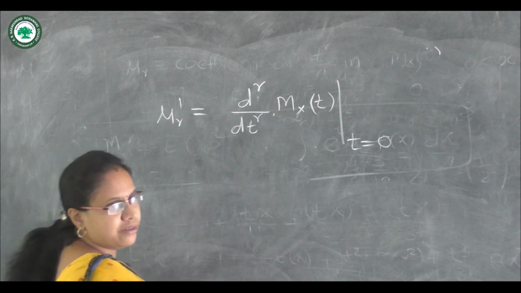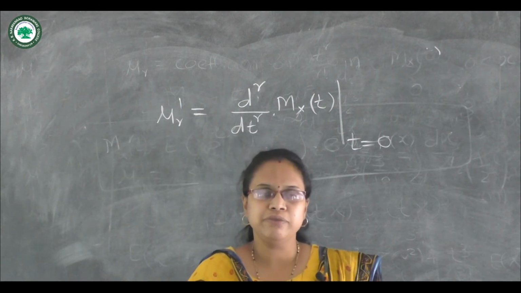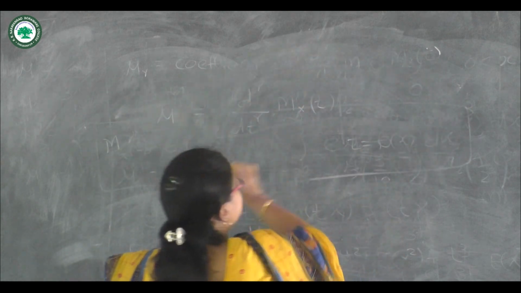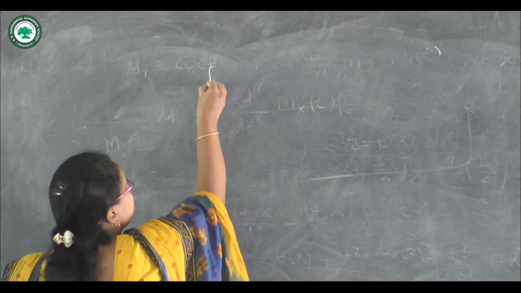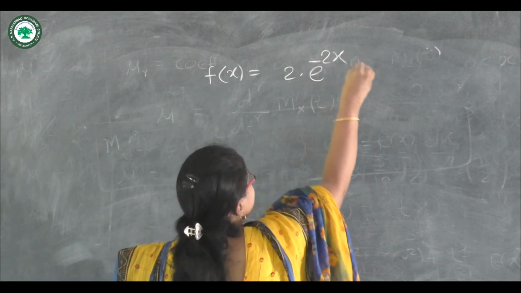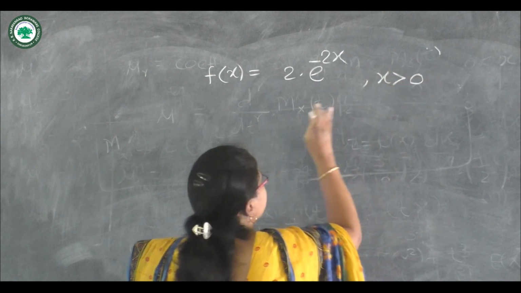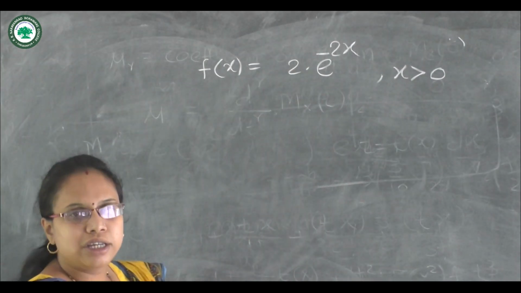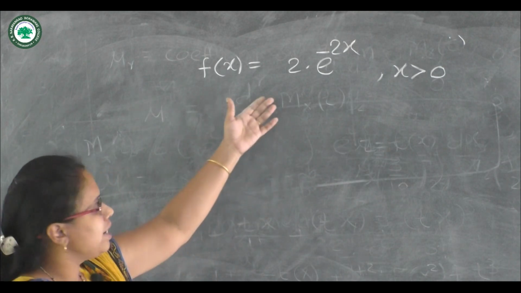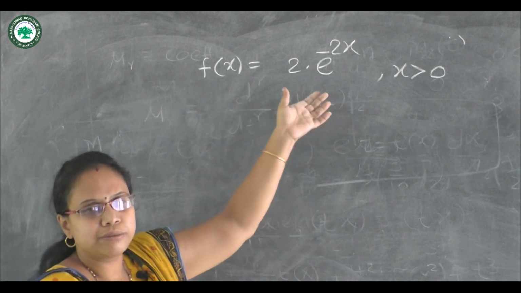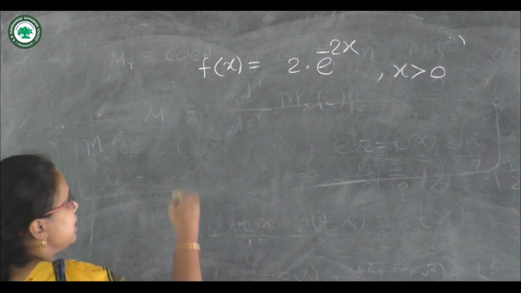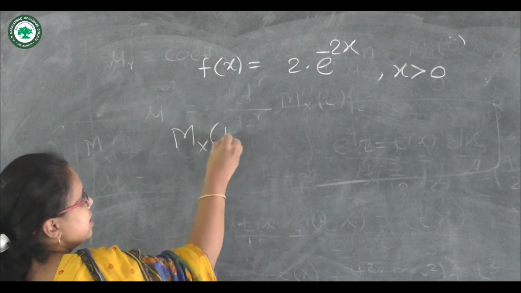Suppose we are given that x is a continuous random variable having PDF f of x equals 2 e raised to minus 2x, where x is greater than 0. So let's find the moments. If we are asked to find the Pearsonian's coefficients from this, then we can also go for the MGF method. So let's find out first M_x(t).